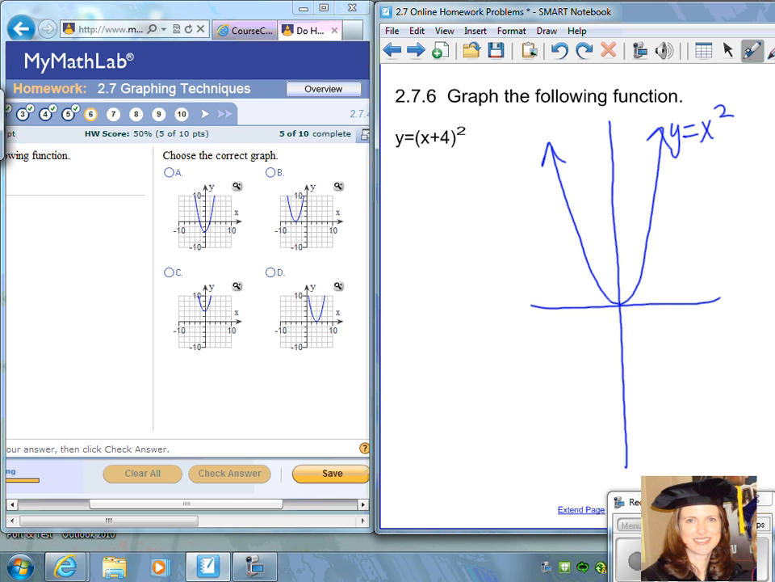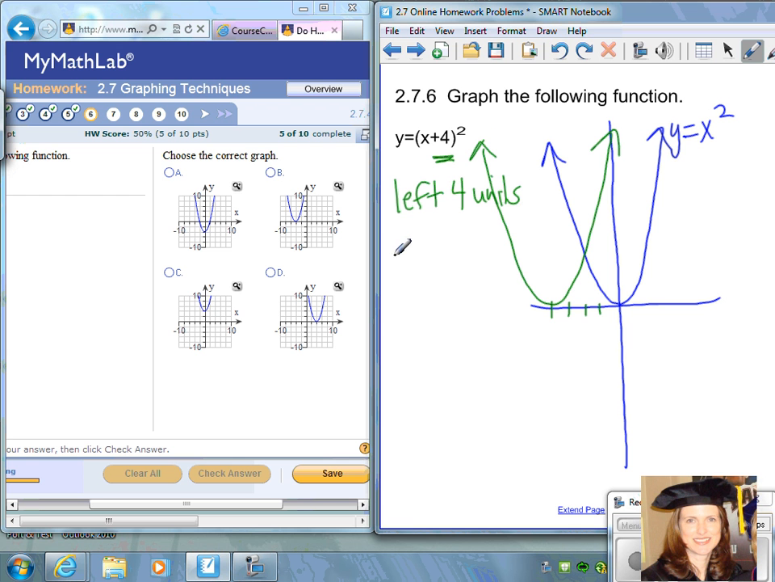Now this new equation has been transformed. This plus 4 in the parentheses means that this graph has been shifted to the left 4 units. So this whole parabola has been shifted 1, 2, 3, 4 to the left, and it's a parabola that opens up.